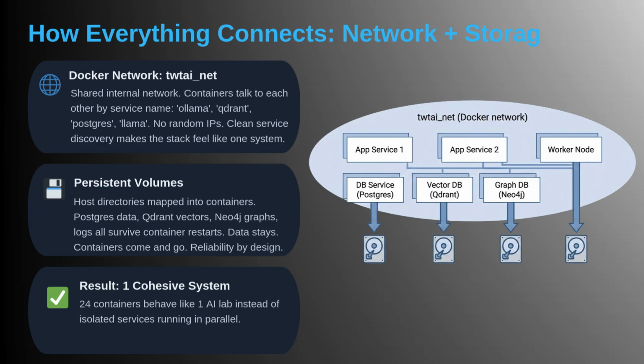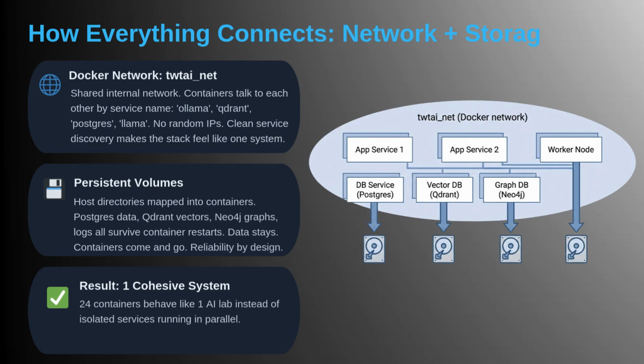Now, let's talk about the glue that makes all these containers feel like one system instead of 20-plus islands. First is the network. Most services share a Docker network. On that network, each service can talk to others by name. So instead of hard-coding IP addresses, a workflow can just call http://ollama or http://qdrant or http://postgres. This makes the system much easier to configure, move, or extend.